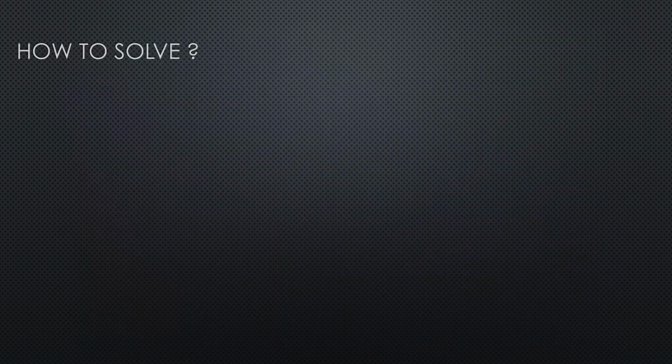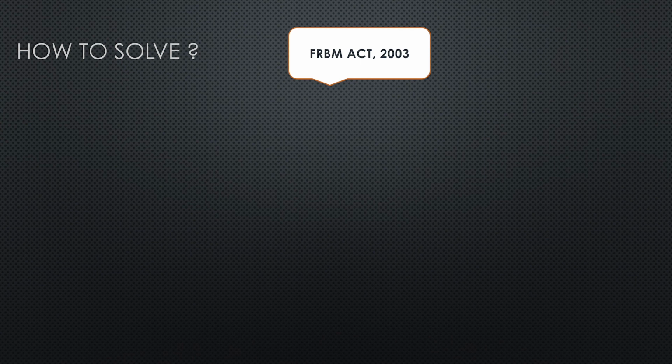Next, how to solve this problem? To make a strong rule, government came up with an act which is known as the FRBM Act of 2003. FRBM is the Fiscal Responsibility and Budget Management Act. The main purpose of this act is to reduce the debt burden on the part of government and to lead government towards a sustainable debt management regime.